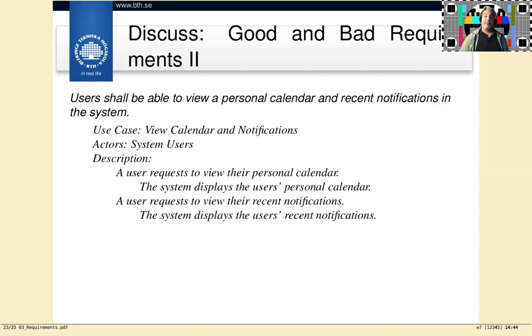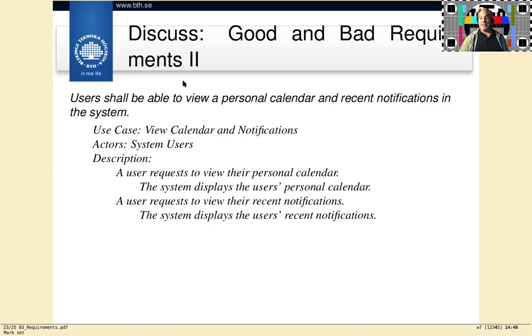So if we look at this requirement, but first of all, is that a good or a bad requirement? Users shall be able to view a personal calendar and recent notifications in the system. If this is all we've got to go with, then it's not a good requirement, because you have this "and" here. It's sort of a telltale that you actually have two requirements. I shall be able to view a personal calendar is one requirement. I shall be able to view recent notifications in the system is probably a different requirement.